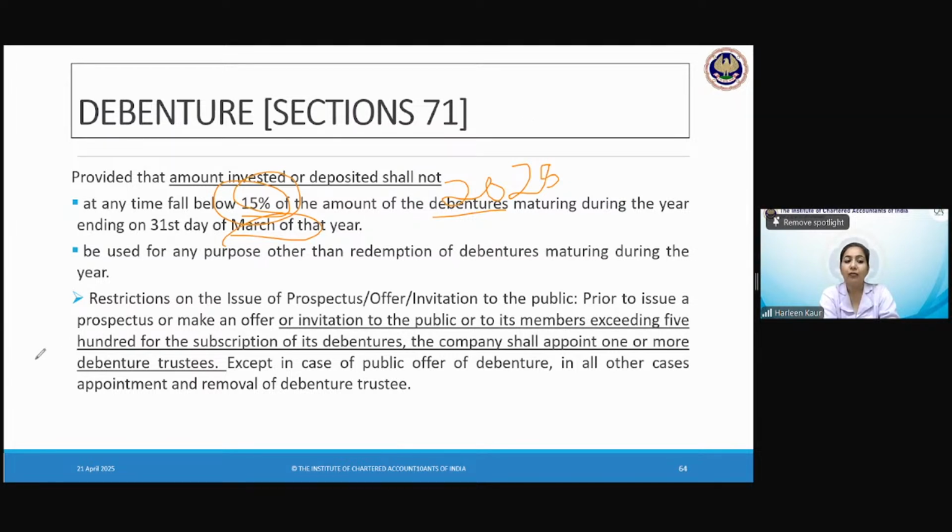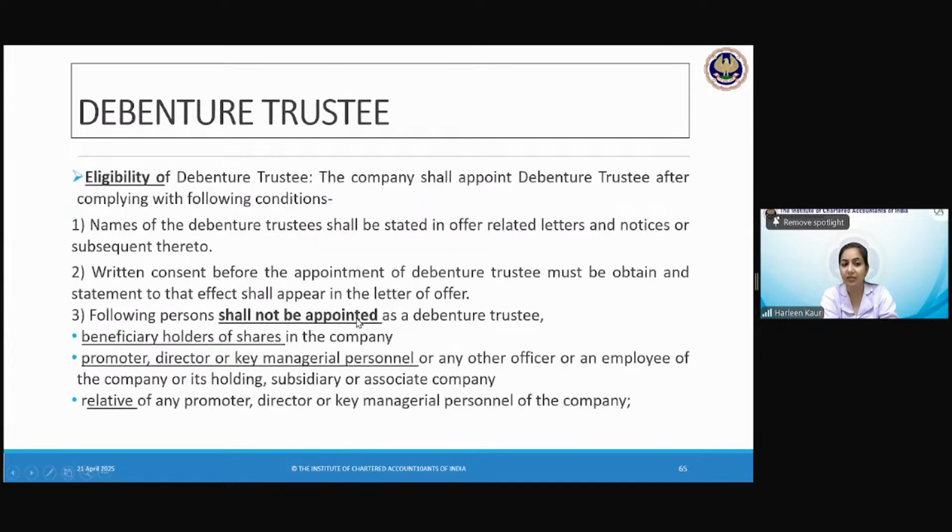All right. After that, we discussed the meetings of the debenture holders and debenture trustees, if they're appointed, and the appointment of the debenture trustee. So quickly, I'm going to take your test. So who is the debenture trustee? If any person who is a beneficial holder of shares, can he be appointed as the debenture trustee? Yes, ma'am or no, ma'am?